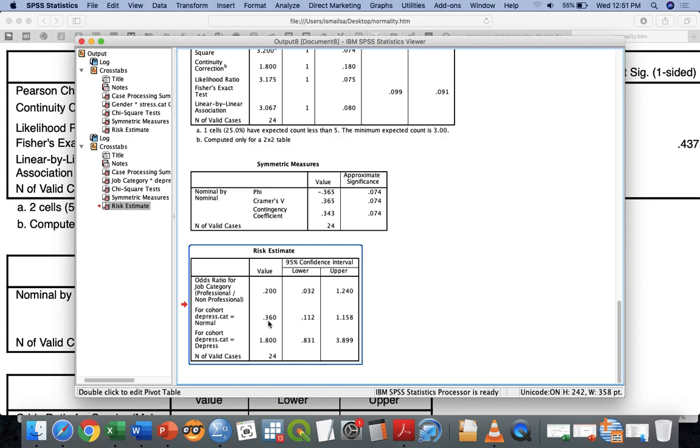How to read the value is very simple. It's based on the value itself and also on the 95% confidence intervals. There is something meaningful going on here that we can discuss later. But generally speaking, your null will be 1. It's equal to 1, less than 1, or more than 1. More than 1 means the likelihood of that particular disease or outcome occurring is higher. For example, cohort depression.cat equal to depressed means an increased 1.8 possibility of getting depressed.